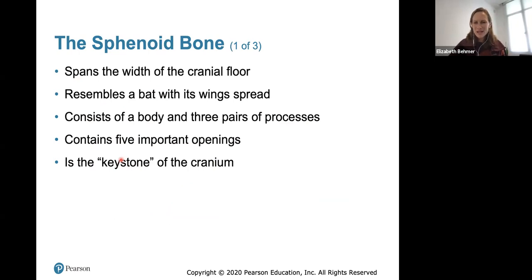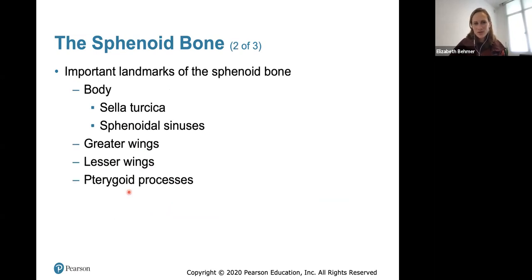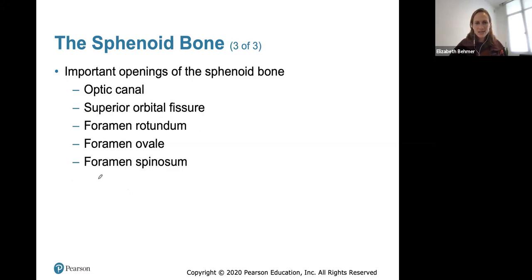It looks like a bat or a butterfly with its wings spread. It consists of a body and 3 pairs of processes, and it contains 5 important openings. We call it the keystone of the cranium. Some important landmarks, and I'll try to underline things I want you to know. The sella turcica houses the pituitary gland, the sphenoidal sinuses, and then it has greater, lesser wings and pterygoid processes.